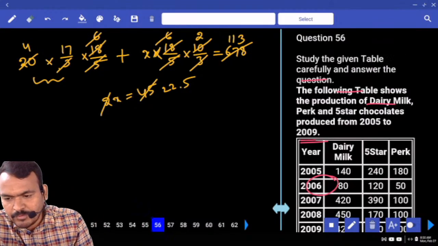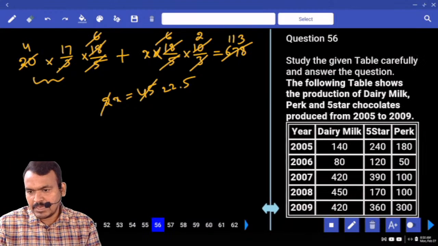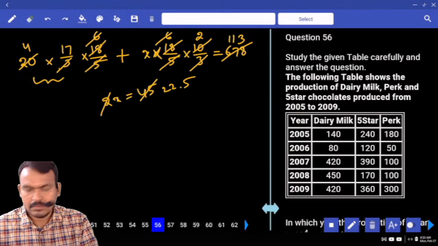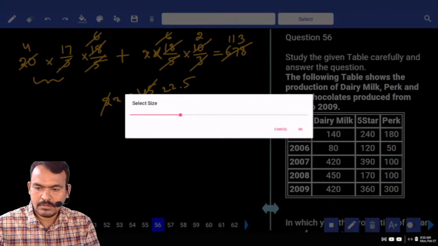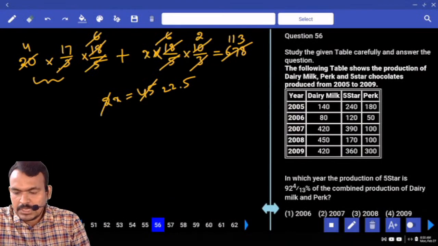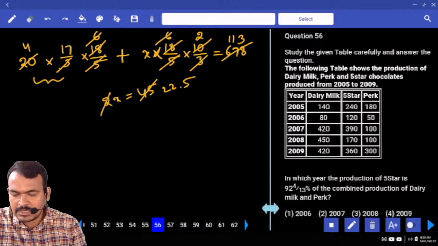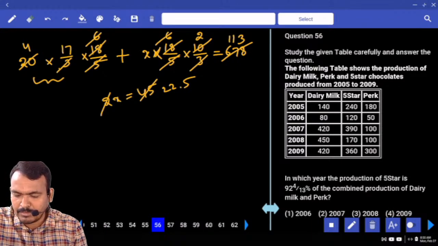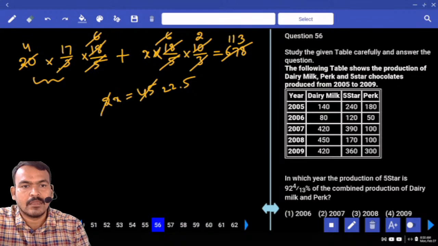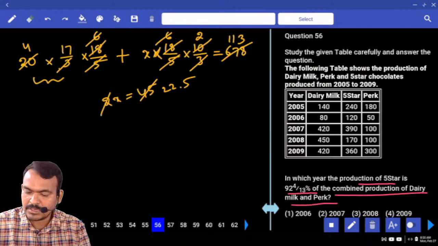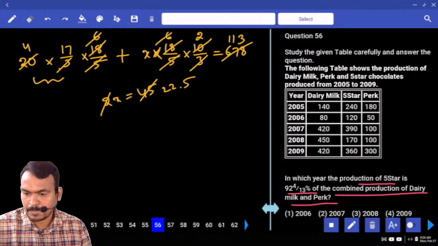Next question number 56. Anyone need 56? Direct question. In which year is the production of 5-star 92 4 by 13% of the combined production of dairy milk and perk? Okay. 5-star value is 92 4 by 13% of which one? Combine the share of milk and perk.